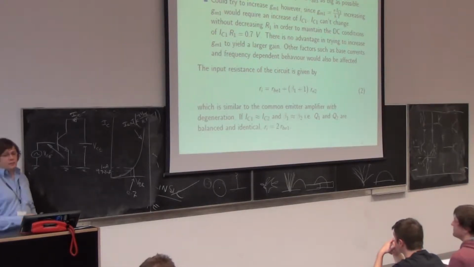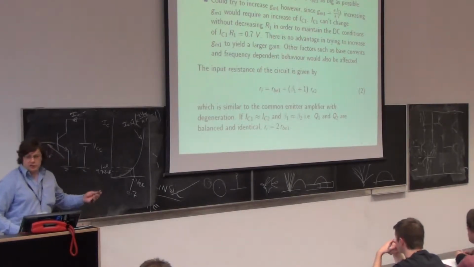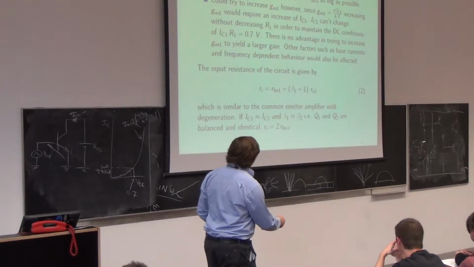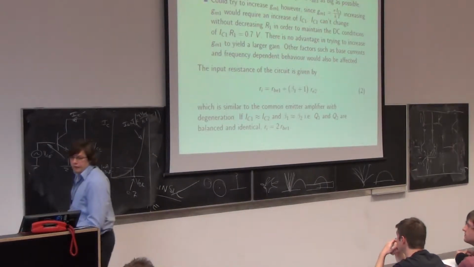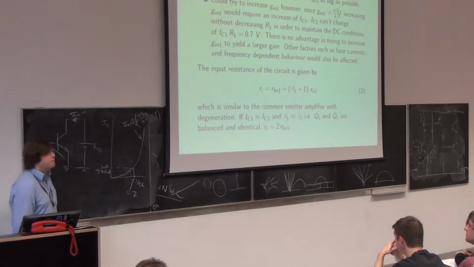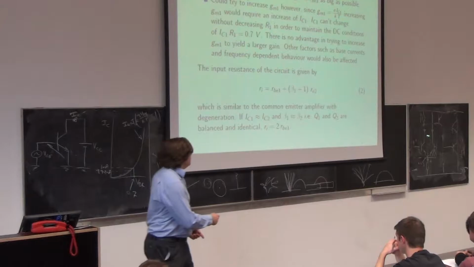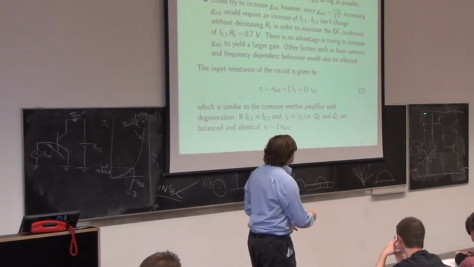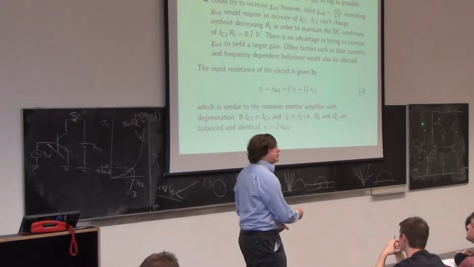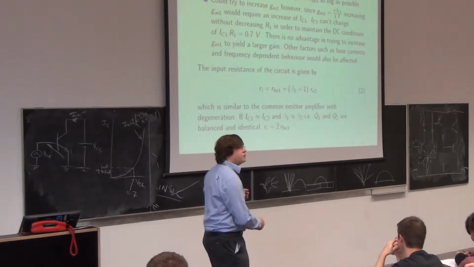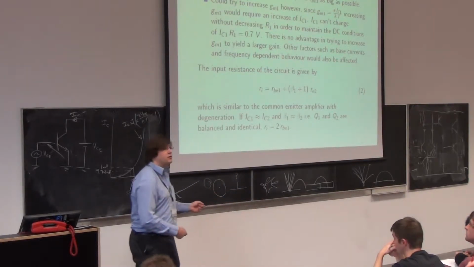Unfortunately, GM1 is q times IC1 upon kT, where IC1 is the current that flows in that resistor there and into the collector of Q1. And if you want to increase GM1, you've got to increase IC1. And that means to increase IC1, you're going to have to decrease the value of this resistor. And the reason is you've got to have 0.7 volts across that. And if you're going to put a bigger current through it, you've got to have a smaller resistance to keep your 0.7. You've got to have your 0.7 because this base emitter junction is there, and it's going to try and force the 0.7 if your transistor is in its forward active region.